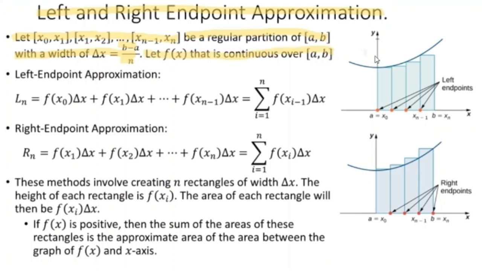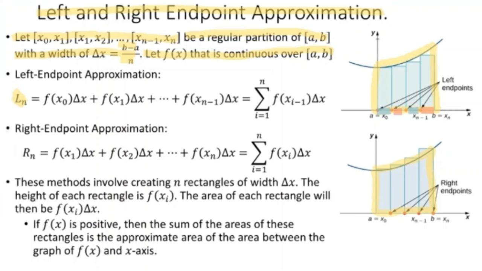What these two methods are going to do is allow us to approximate the area located between the graph of our function f of x and the x-axis over the interval a to b. As for the left endpoint approximation, we're going to let Ln denote the left n approximation using n intervals in our partition. Each interval is going to be used to create a rectangle. So n not only represents the number of intervals in our partition, it also represents the number of rectangles we are forming in this approximation.